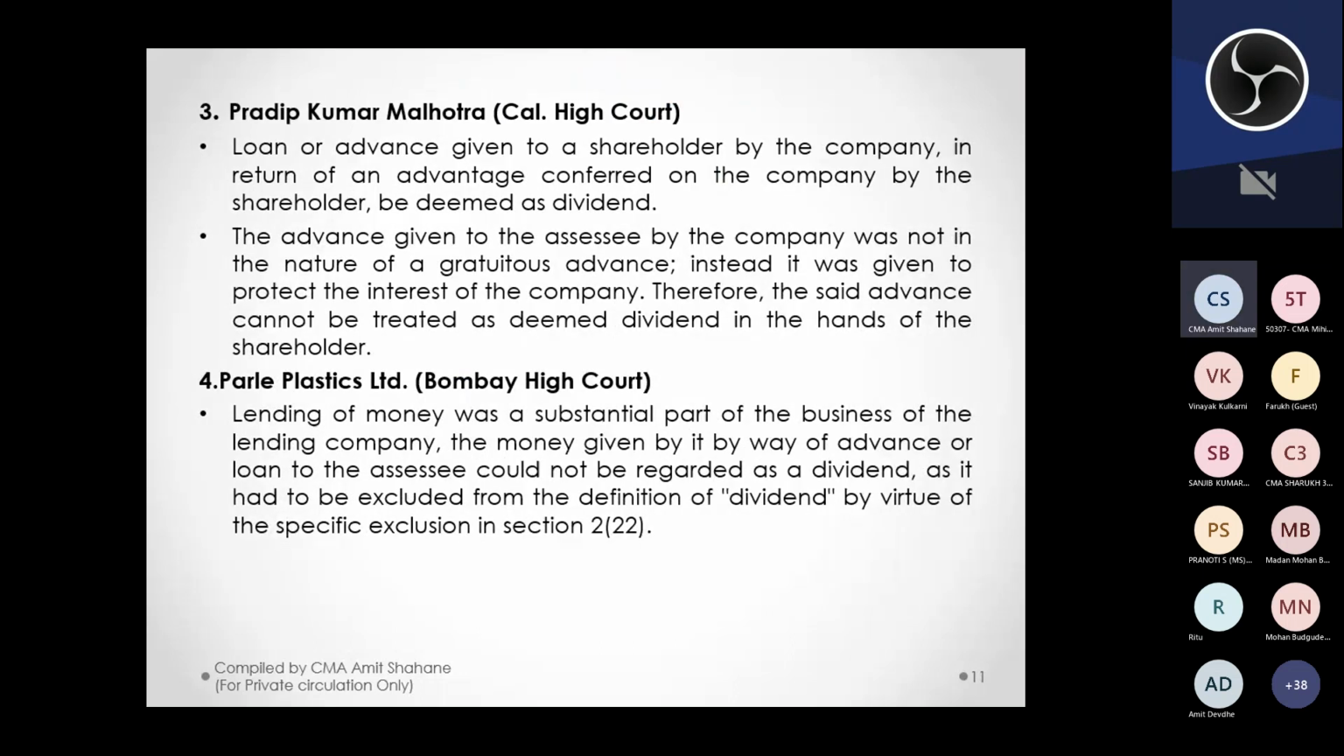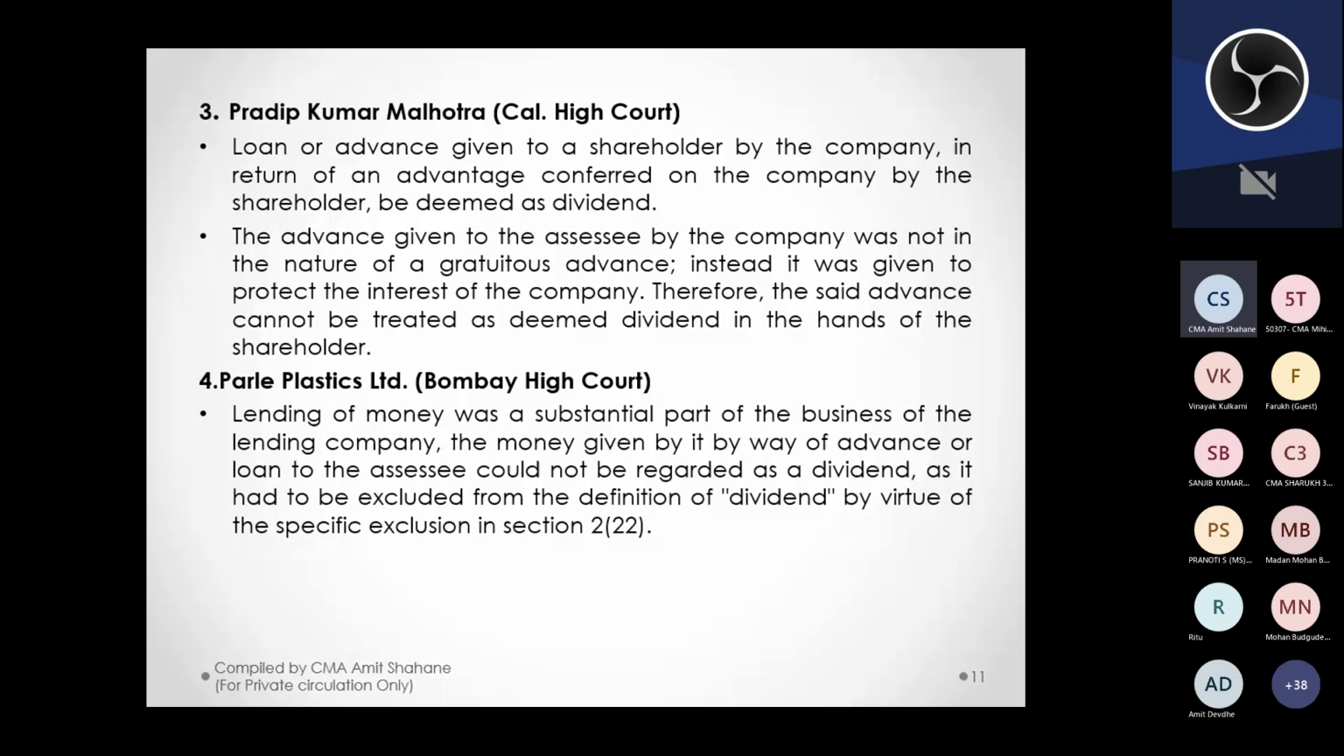Then, loan or advance given to a shareholder by the company in return of an advantage conferred on the company by the shareholder, be deemed as dividend. So there is some favor which that shareholder has done, and because of that the loan is given to that shareholder. So again, basically the point is he has done some kind of favor for the company. Now because of the time constraints, I have not covered the entire facts.